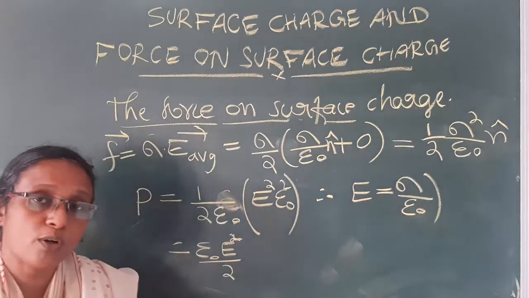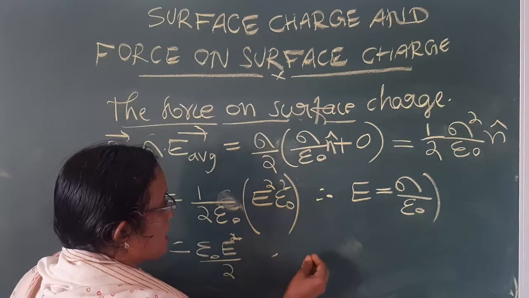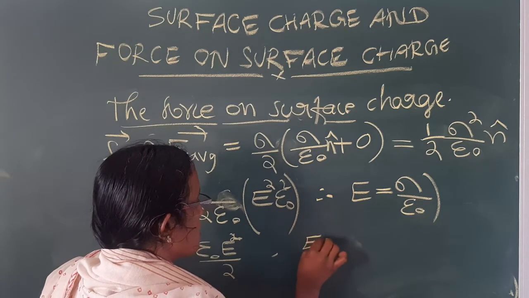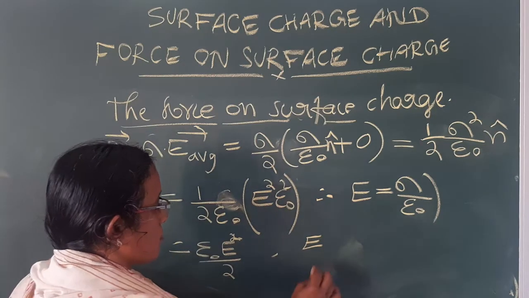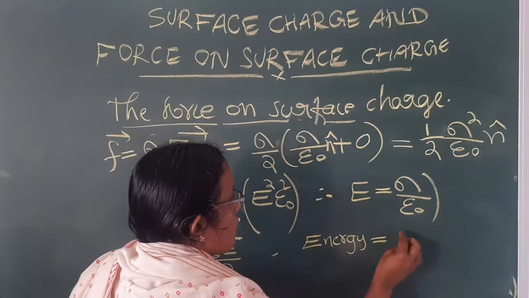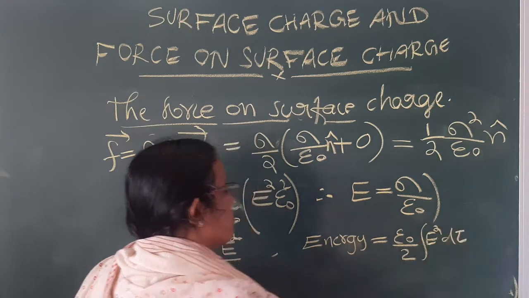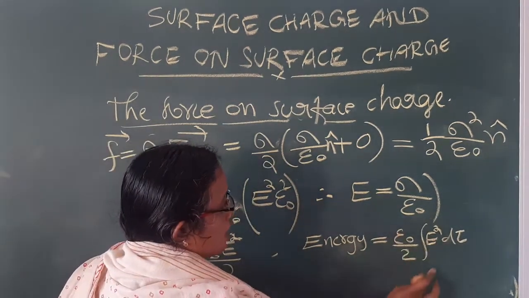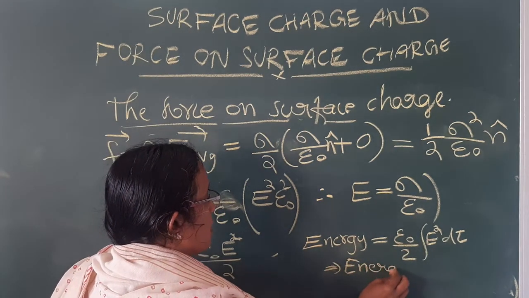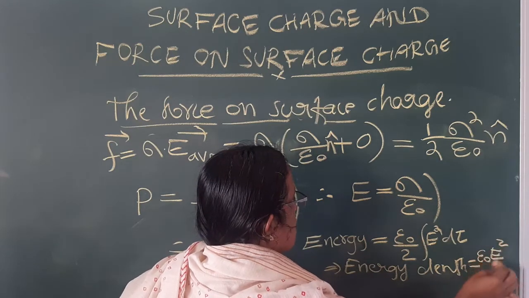Now think about another thing. We already learned about electrostatic energy. We use the same notation E for electrostatic energy, which is equal to the integral of epsilon 0 by 2 E squared d tau. This term, epsilon 0 E squared by 2, is called the energy density.